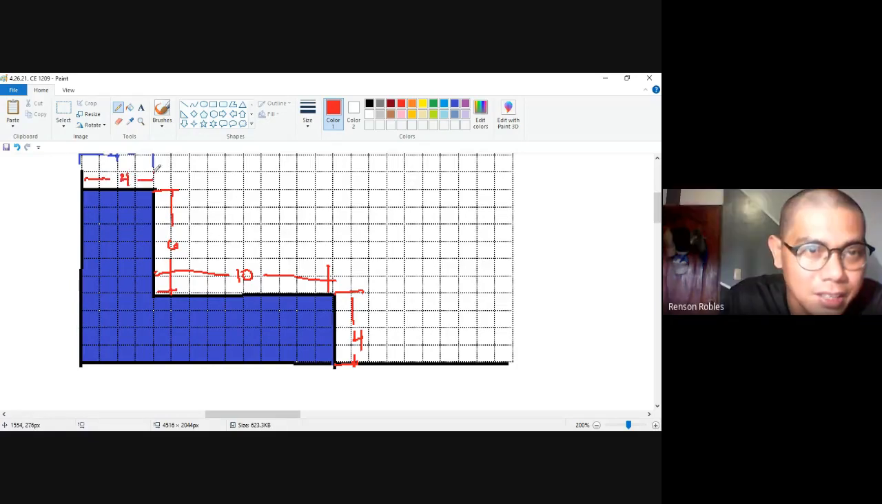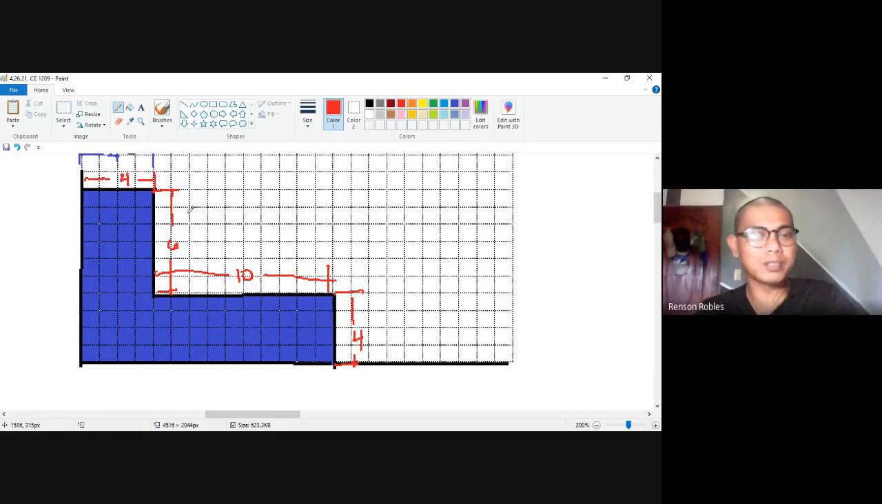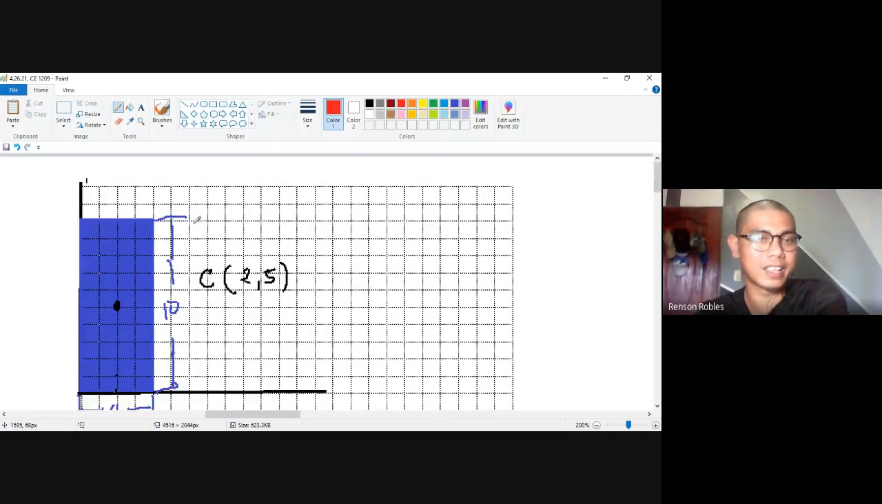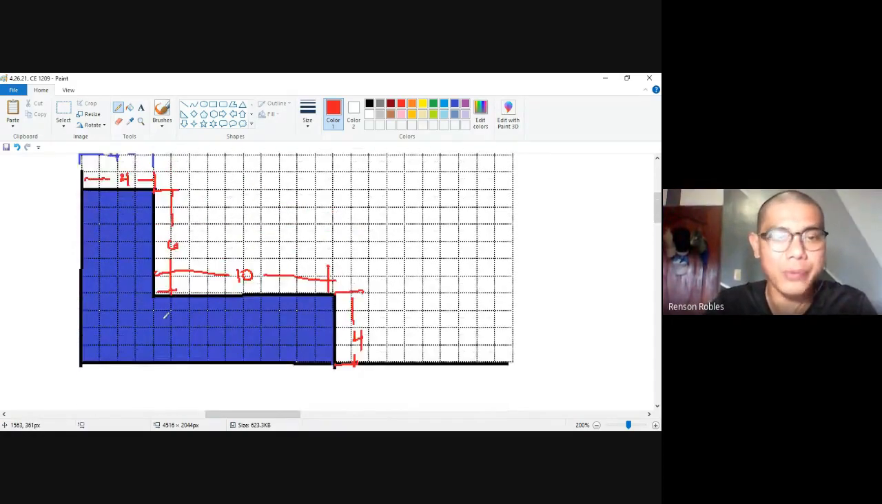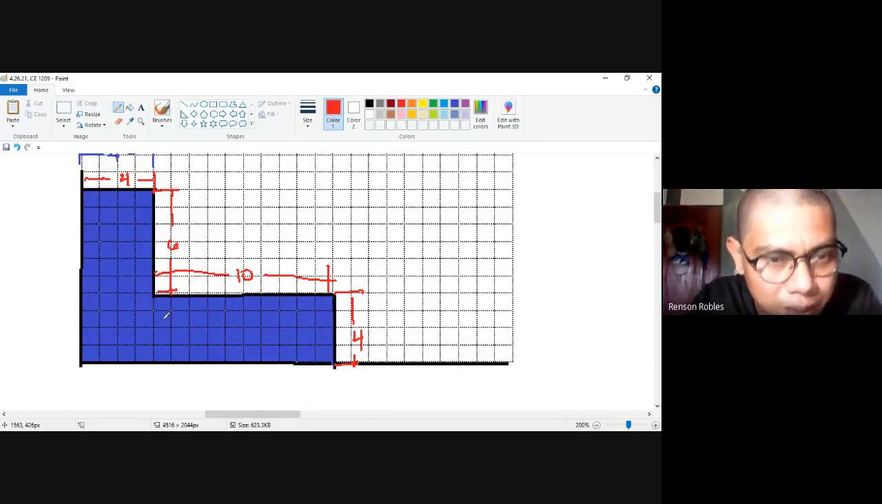Compared to the first rectangle, the centroid can easily be found by getting 1/2 of the length and 1/2 of the width, because this is touching the y-axis and the x-axis. Just as simple as that. Now, how are we going to look for the centroid of this particular region? It is composed of how many rectangles can you see?